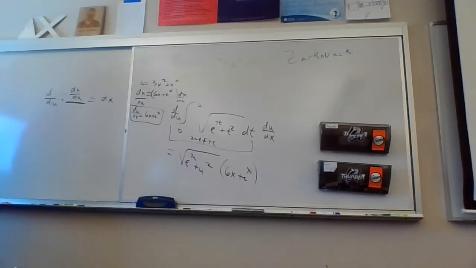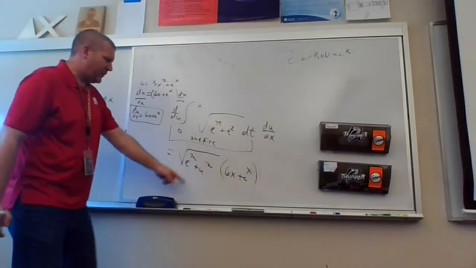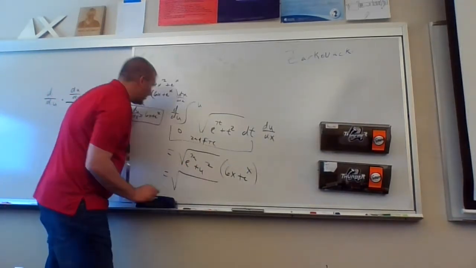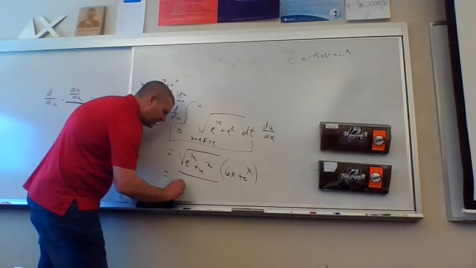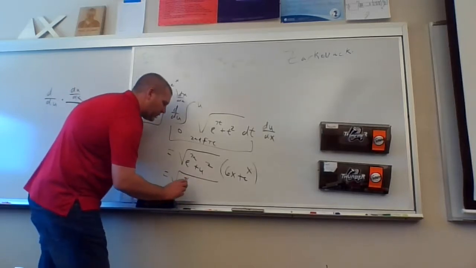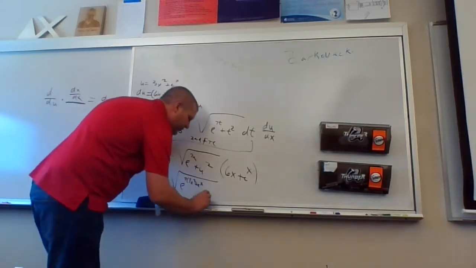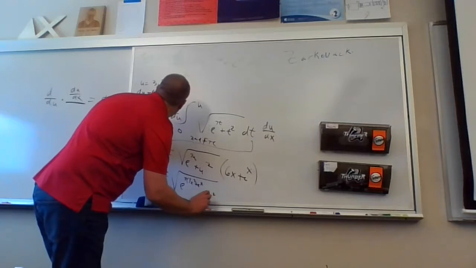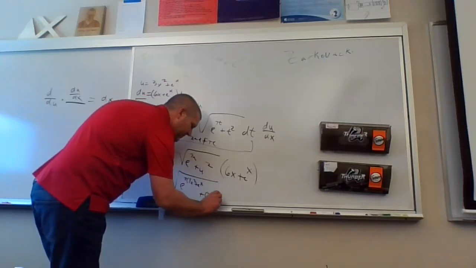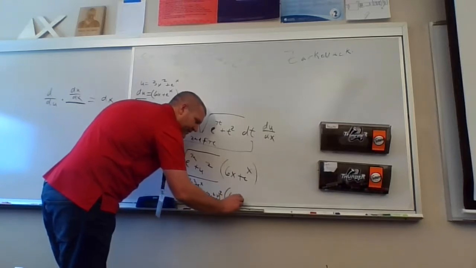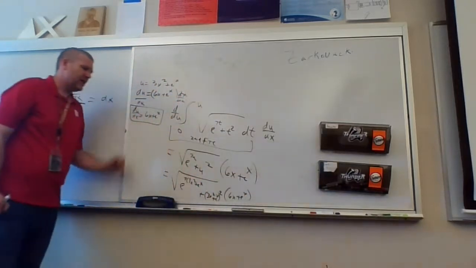No, because it had endpoints. It's a definite integral. Last thing, we replace the u's with what it's equal to. So this is equal to the square root of e to the 7 times 3x squared plus e to the x, plus u squared. U is equal to 3x squared plus e to the x, squared, multiplied by 6x plus e to the x.